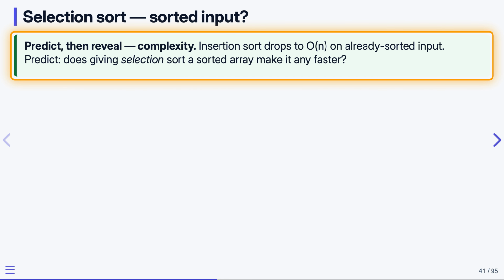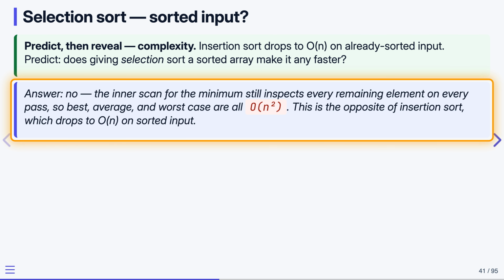Predict then reveal. Insertion sort drops to big O of n on already sorted input. So predict: does giving selection sort a sorted array make it any faster? Pause and answer. The answer is no. The inner scan still has to inspect every remaining element on every pass, just to confirm which one is smallest. So best, average, and worst case are all big O of n squared. That is the exact opposite of insertion sort, and it is why the word adaptive matters.